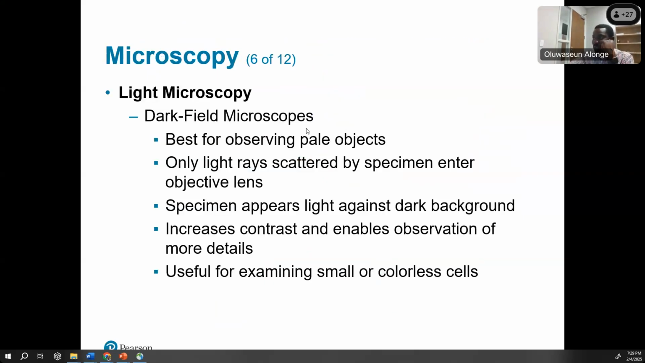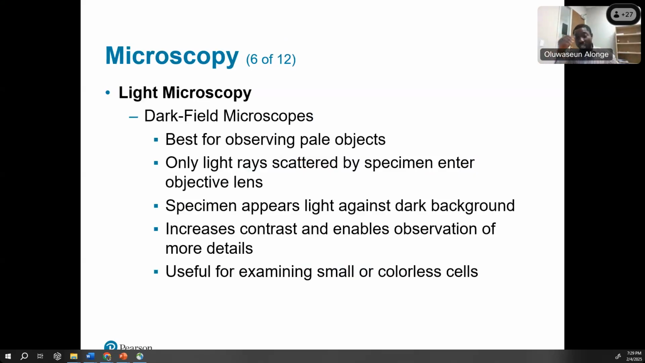I don't need to. Okay, the dark field, we really don't use it. You don't use it in your lab? But majorly, they usually use it to observe images that are quite small and don't have color.